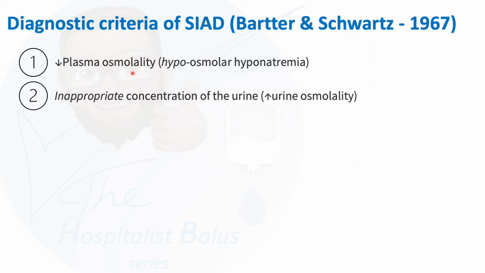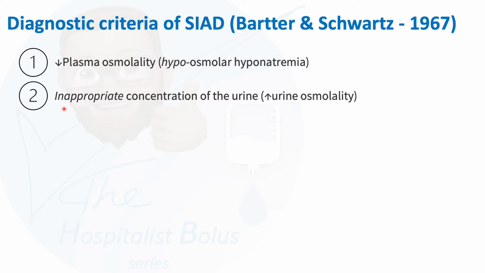The second criterion is inappropriate concentration of urine. So the urine osmolality would also be high, so the urine would be concentrated, and we would expect the specific gravity of urine to also be high. They correlate with each other. Why is it inappropriate? Because the plasma osmolality is low. If the plasma osmolality is low, you expect the urine osmolality to be low as well. And if the plasma osmolality is high, you expect the urine osmolality to be high in a normal kidney.